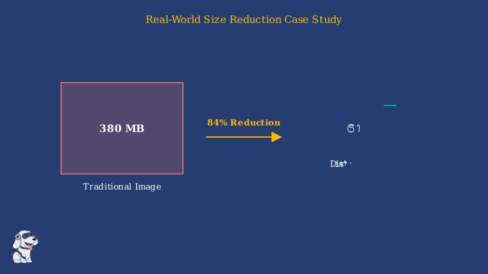Through optimization techniques and distroless implementation, the same application was reduced to just 60 megabytes, representing an impressive 84% size reduction while maintaining full functionality. The security advantages of distroless images extend far beyond simple size reduction. By eliminating unnecessary system components, we dramatically reduce the potential attack surface.